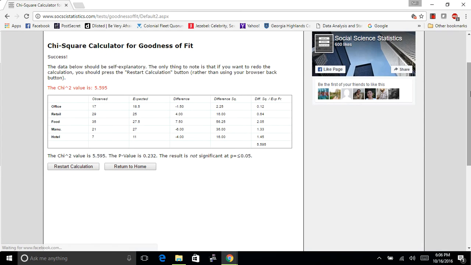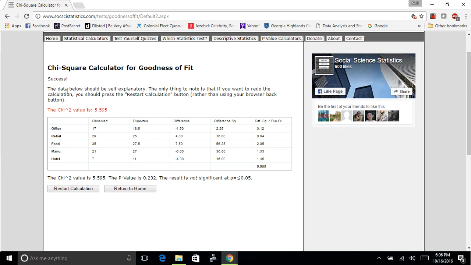So if you see here, it says success. The data below should be self-explanatory. What happened here is that with qualitative data, you really can't find the average of stuff. So here what they're doing is taking the differences between the two, squaring them, and then dividing the difference squared by the expected. So you don't have to worry about that. I did show in the PowerPoint how to do it by hand. I do not expect you to do it by hand.